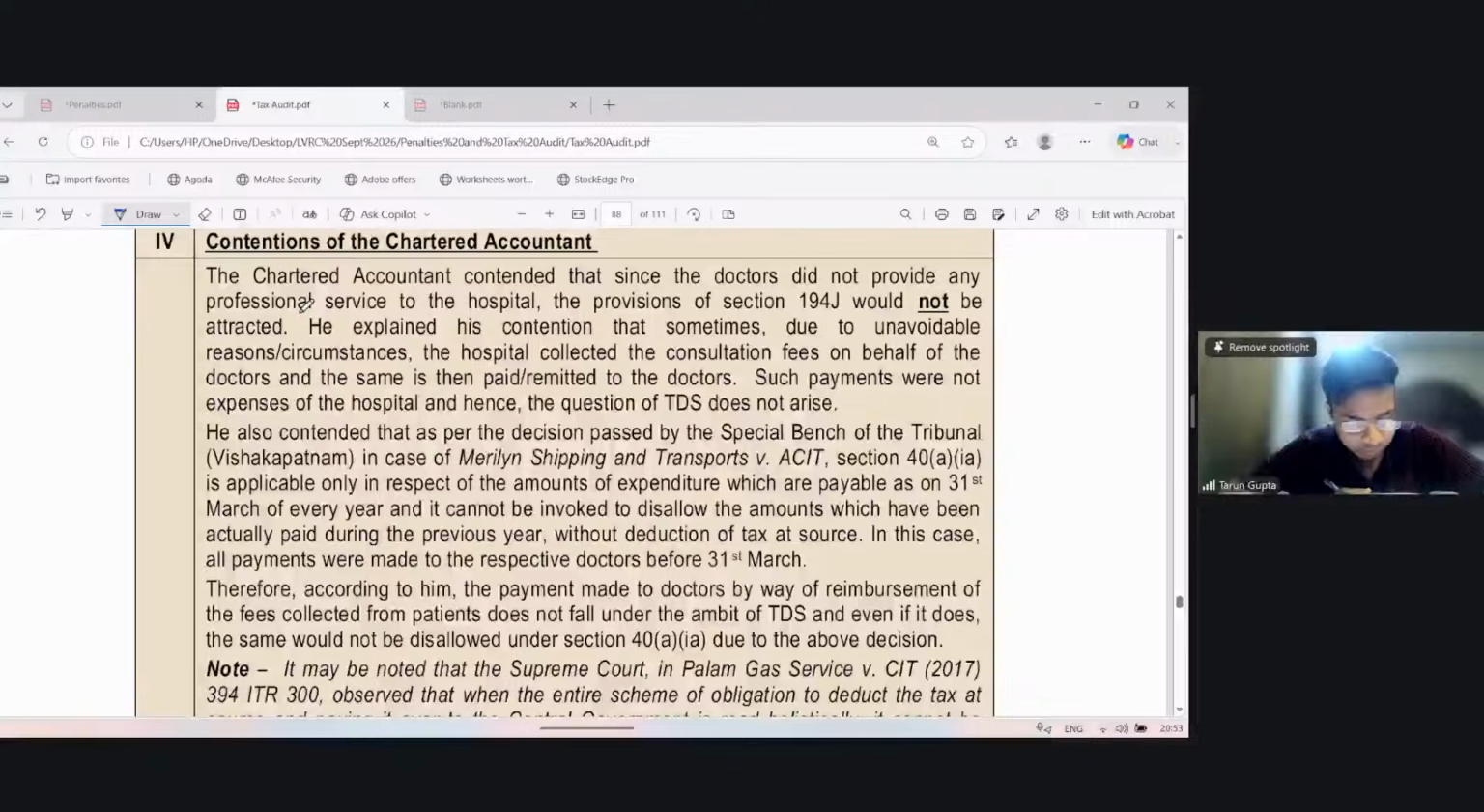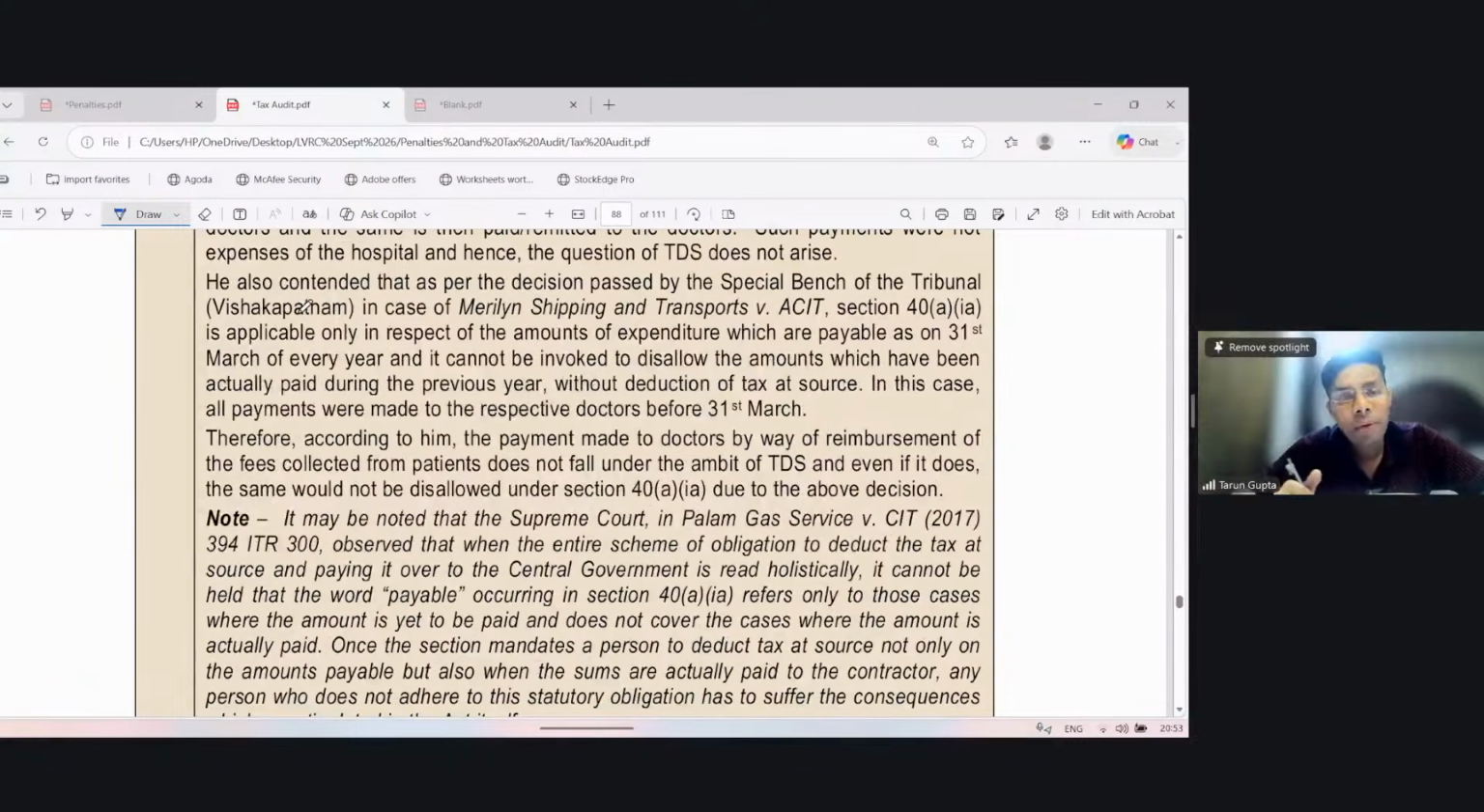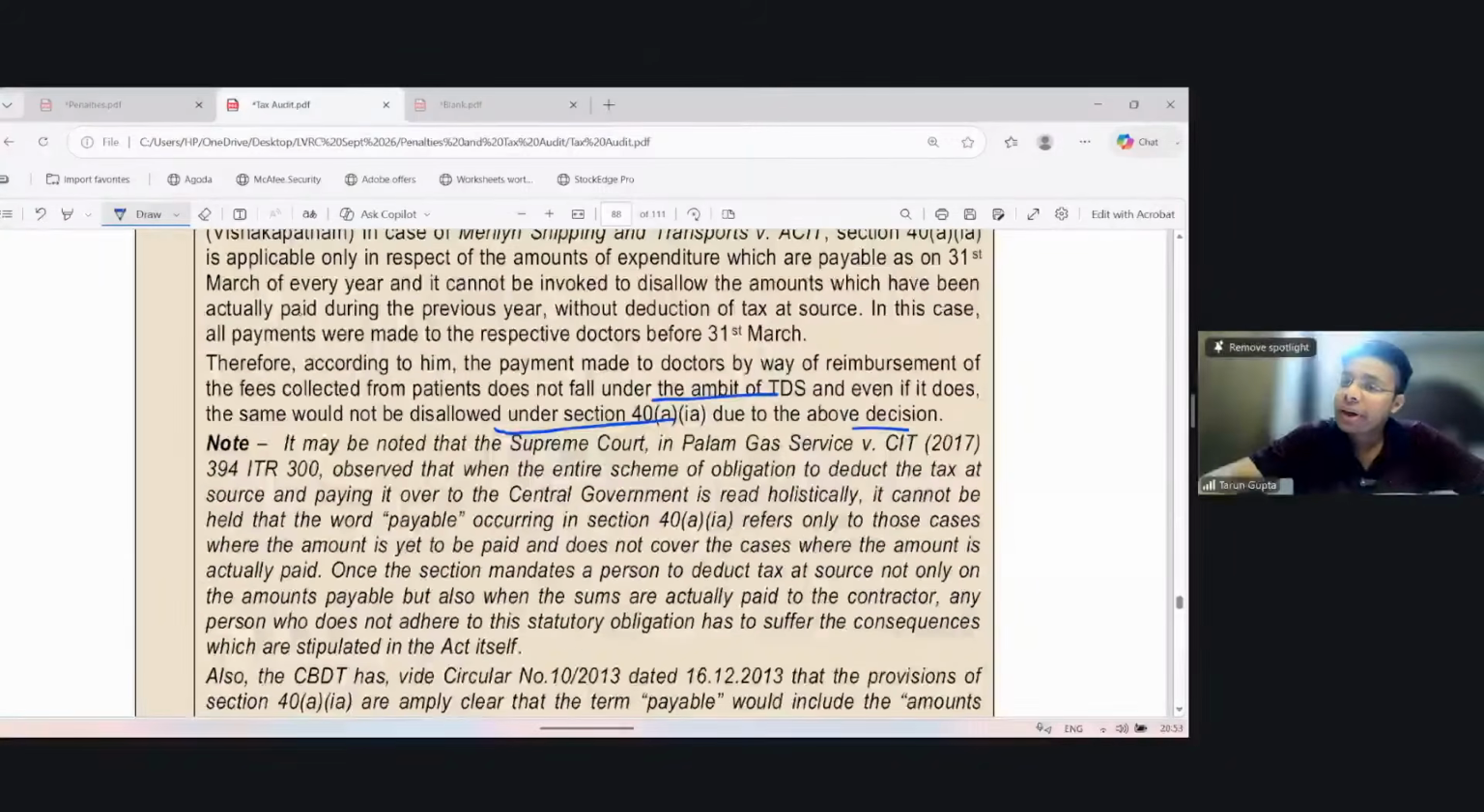Therefore, according to him, the payment made to the doctor by way of reimbursement of fees collected from patients does not fall within the scope of TDS, and even if it does, the same is not disallowable under section 40(a)(ia) because of that decision. For knowledge, it is stated that the Supreme Court has overruled such a decision, and there is also a CBDT circular which overrules such decision.